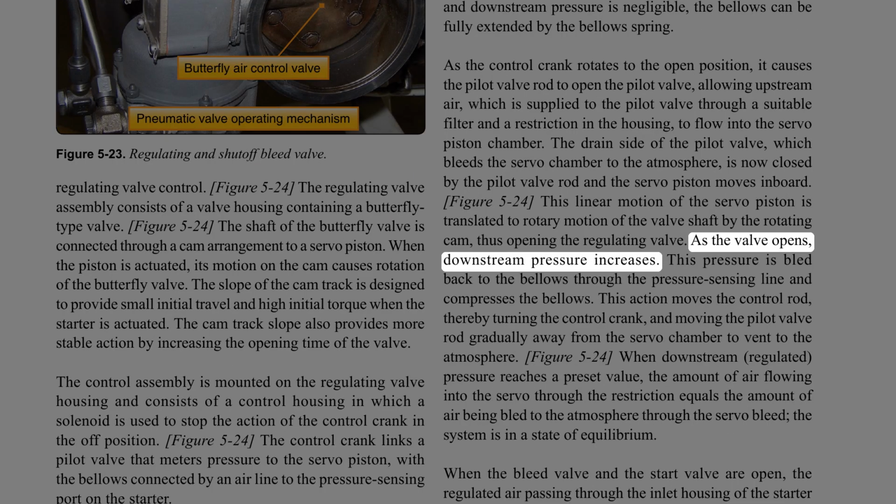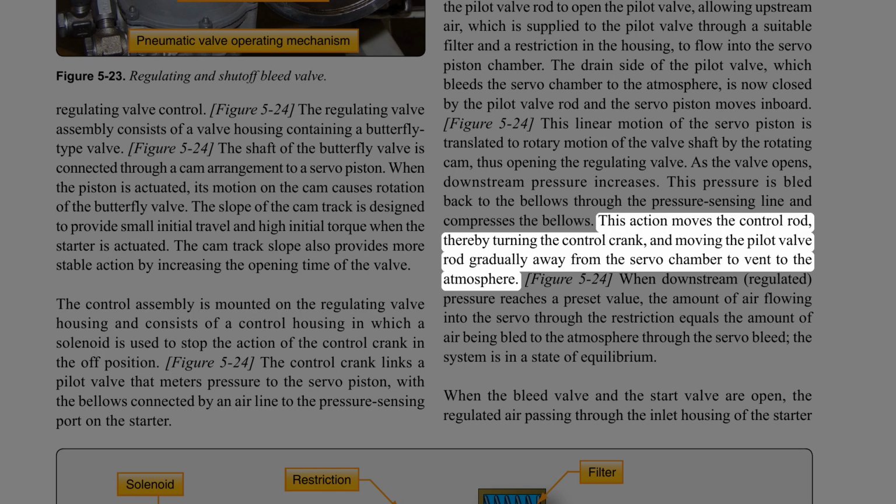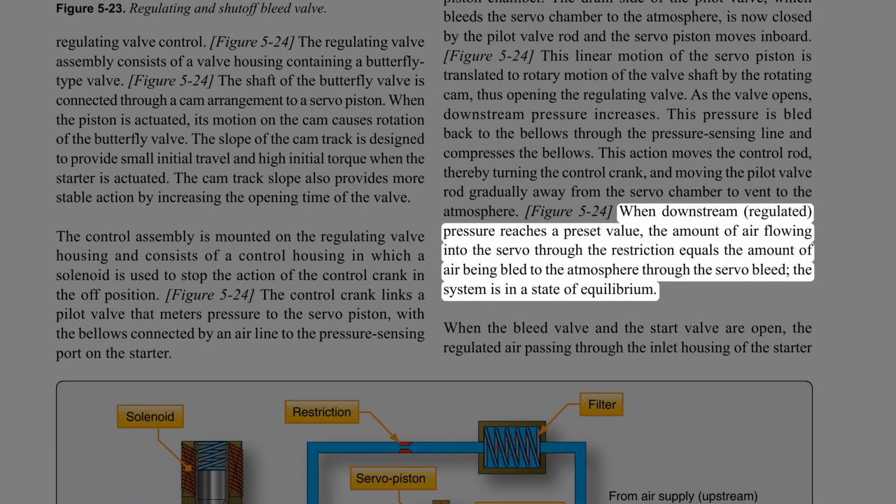As the valve opens, downstream pressure increases. This pressure is bled back to the bellows through the pressure sensing line and compresses the bellows. This action moves the control rod, thereby turning the control crank, and moving the pilot valve rod gradually away from the servo chamber to vent to the atmosphere. When downstream, regulated pressure reaches a preset value, the amount of air flowing into the servo through the restriction equals the amount of air being bled to the atmosphere through the servo bleed. The system is in a state of equilibrium.